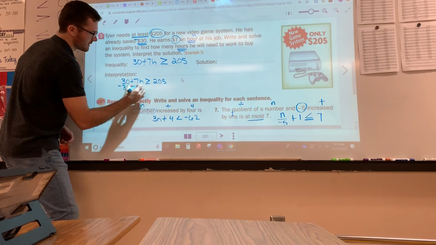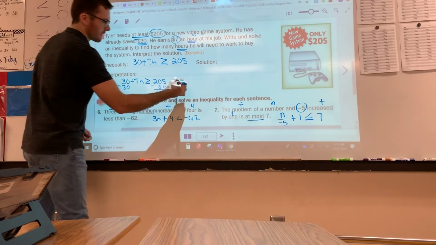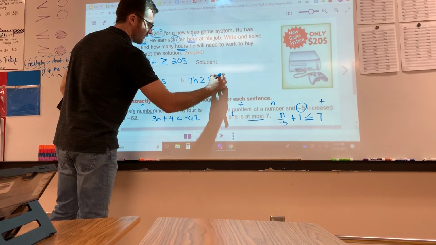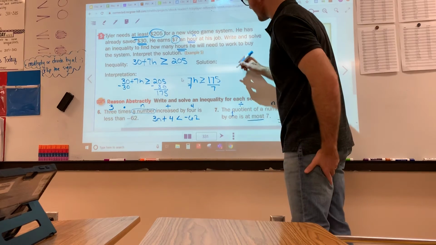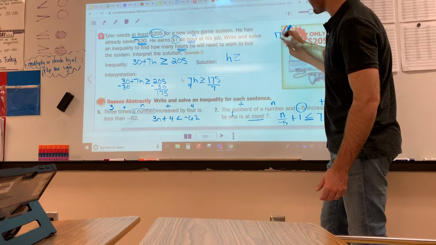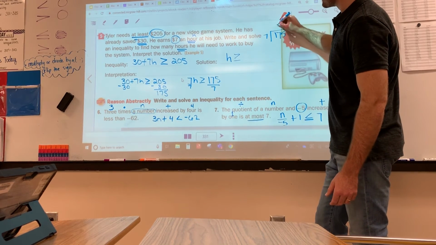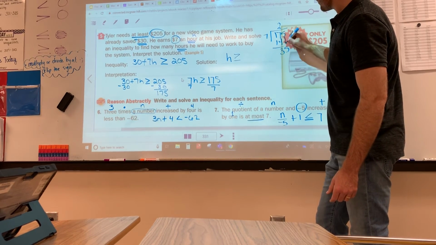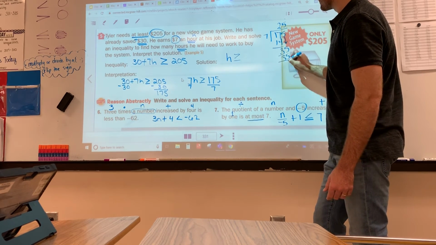Let's subtract 30 from this side. I'm going to get 175. So 7h is greater than or equal to 175. Divide by 7. Divide by 7. I'm going to have to use long division for this. So h is greater than or equal to, let's see, 175 divided by 7. 7 goes into 17 2 times. 7 goes into 35 5 times. So 5 times 7 is 35, and I'm done.